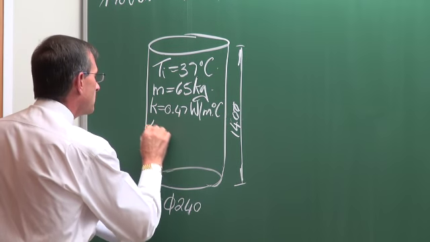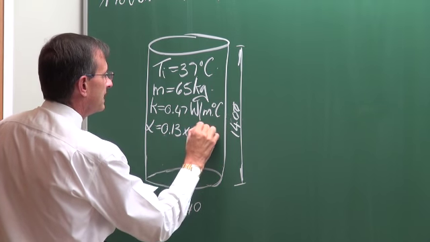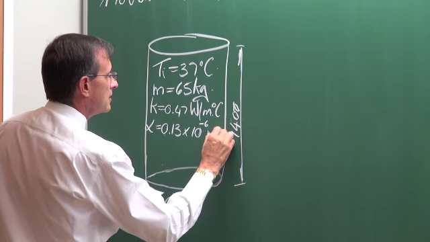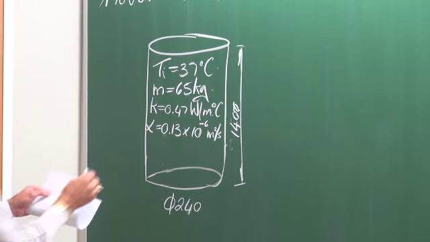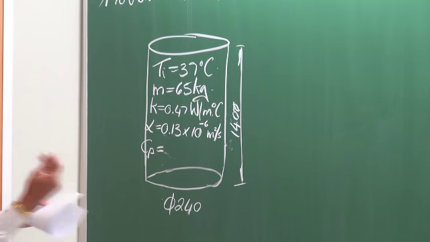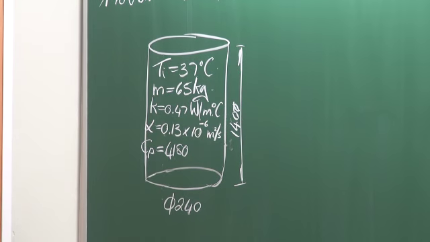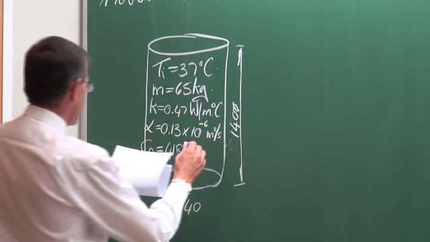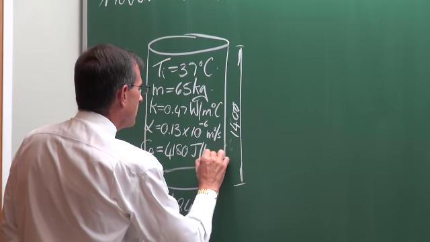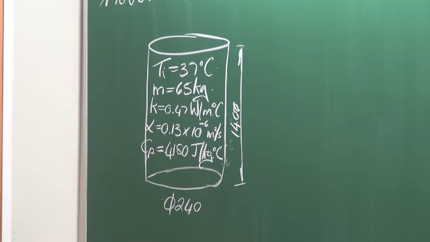The alpha is equal to 0.13 multiplied by 10 to the minus 6 square meters per second. And then the last thing, which is not given here, but we will need, is the CP value. And let's assume a CP value of about that of water, which is about 4,180 joules per kilogram degrees Celsius. So that is the property of the carcass, a cylinder of meat in principle now.